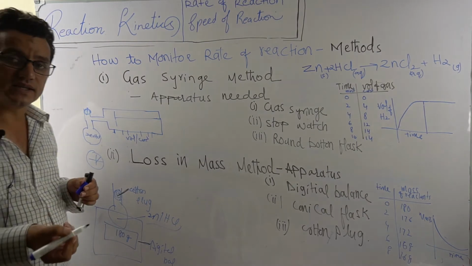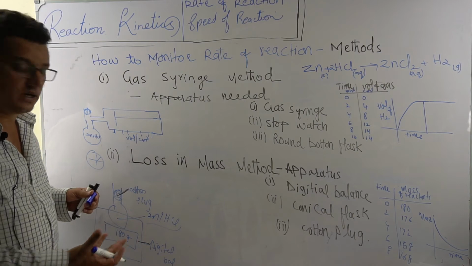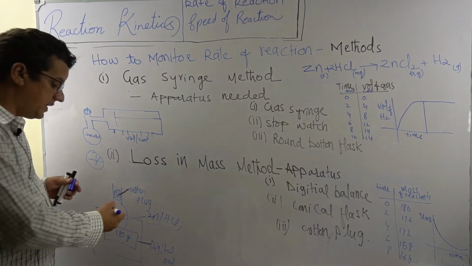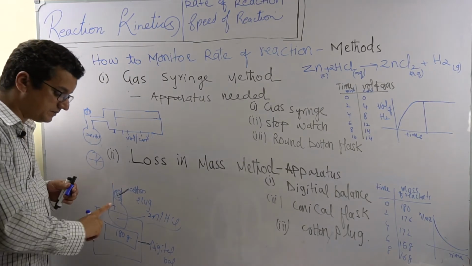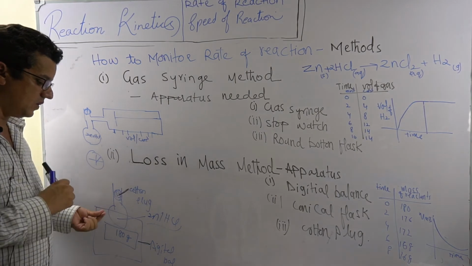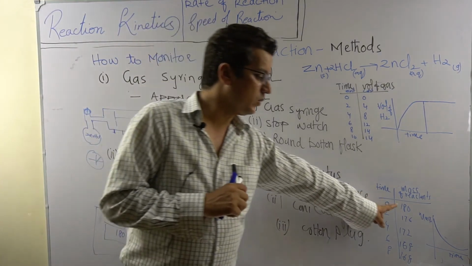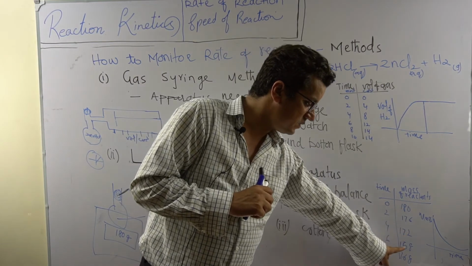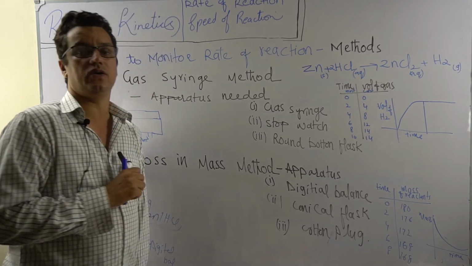Okay? Don't write this thing: the cotton plug stops the gas. When it stops the gas, then how can you find the rate? It means the mass will not change. The cotton plug lets the gas escape but prevents liquid sprinkling out. You will find that as the reaction starts with the cotton plug on, initially the mass is high. Look at that: 180, 176, 72, 68, and 68 is finished right there, depending on how much reactant you have used.